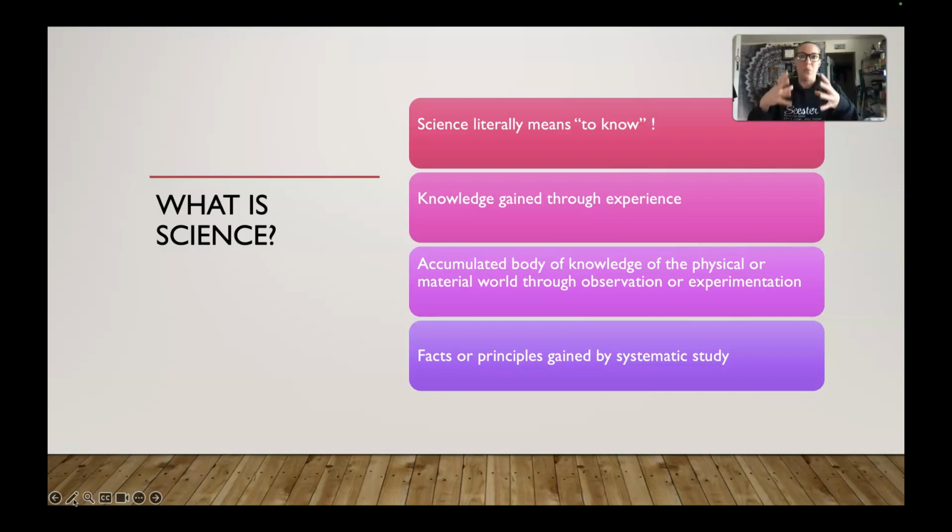Lastly here, facts or principles gained by systematic study. So we know things like Newton's laws of motion. What's the first law? An object in motion will stay in motion at the same rate of speed in a straight line forever and ever, amen, until an opposing force acts on it, right? So that is a sort of principle or a law. Even the theory of gravity, systematic study, right? So that's a big thing to consider.